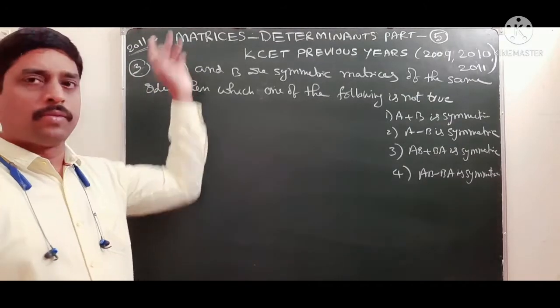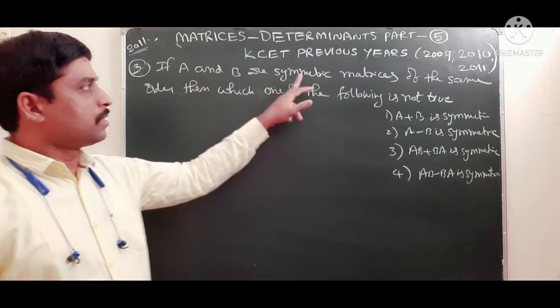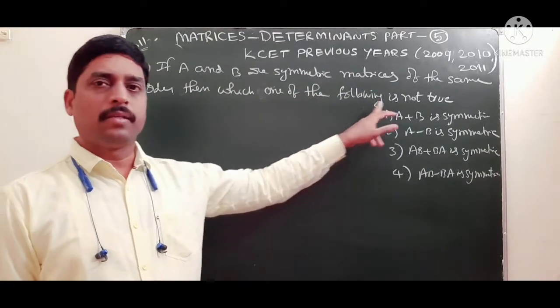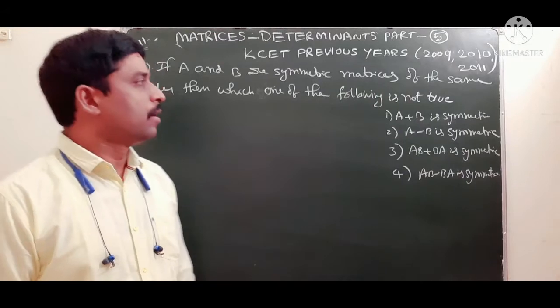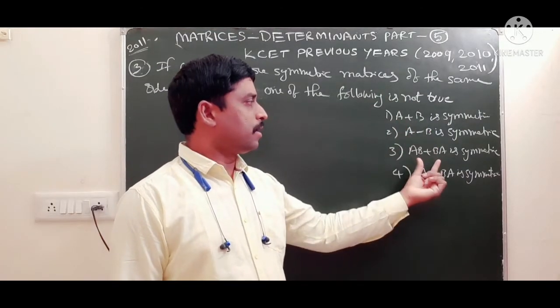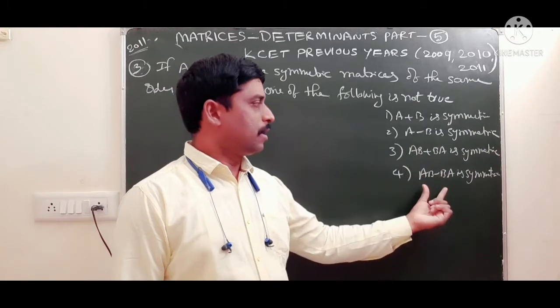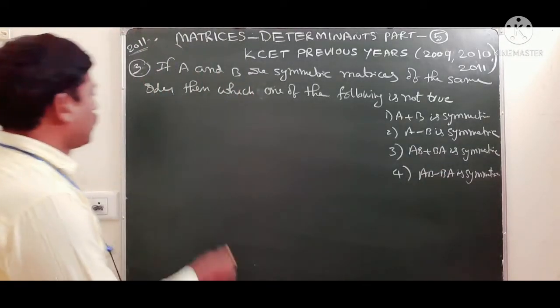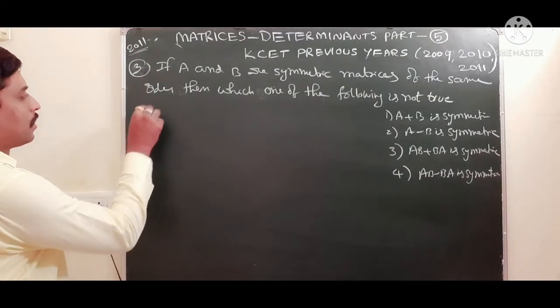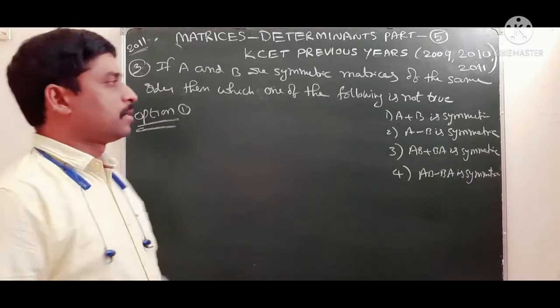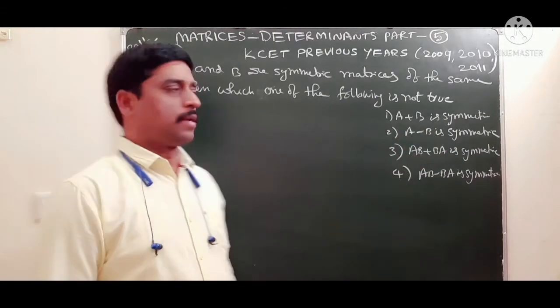So this is from 2011. A and B are symmetric matrices of the same order. Which one of the following is not true? Okay, first option, A plus B symmetric; A minus B symmetric; AB plus BA symmetric; AB minus BA symmetric. Okay. So by using option verification, let us take option 1, A plus B symmetric.